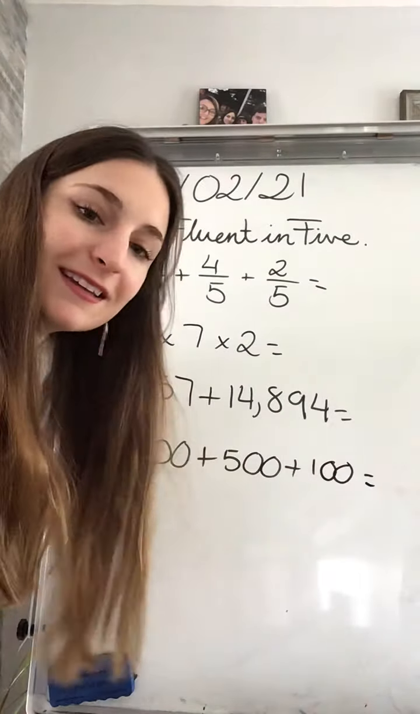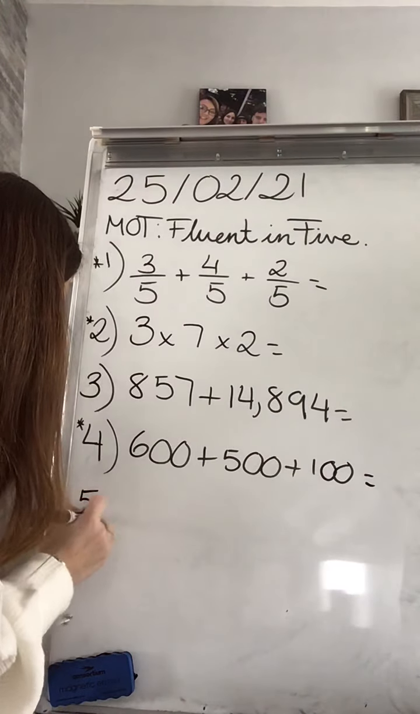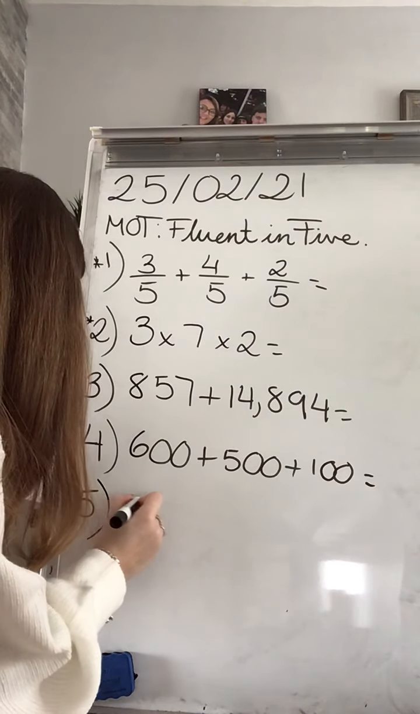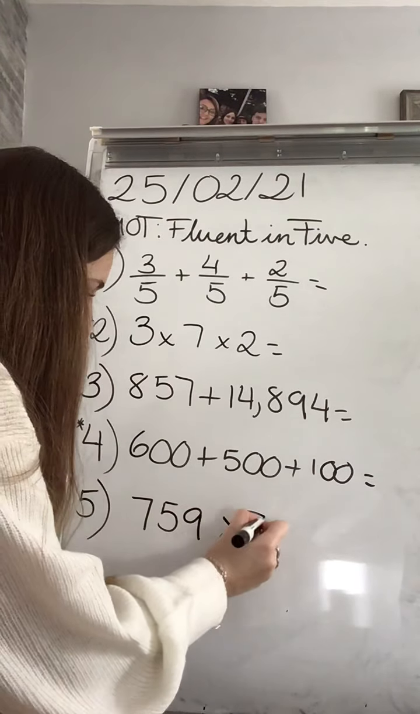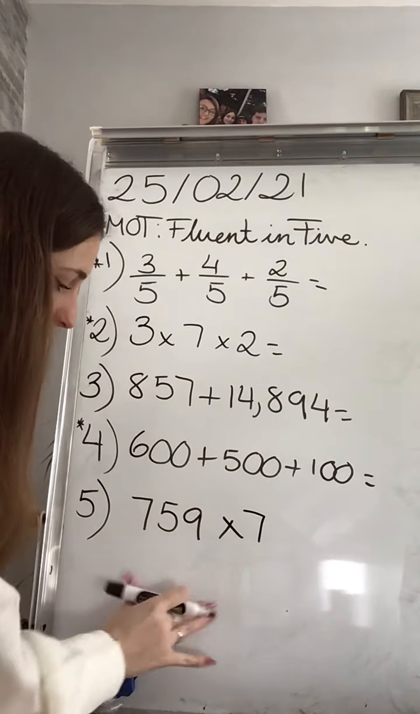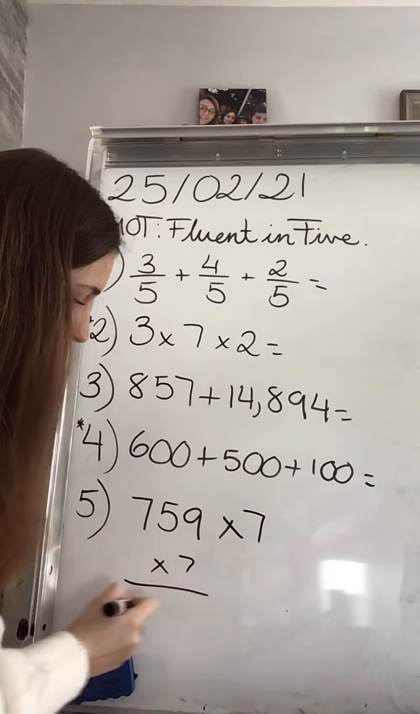Really easy, isn't it? And let's go for the last one. Exercise 5, you have 759 times 7. And you can do it in a nice column method like this. Okay?